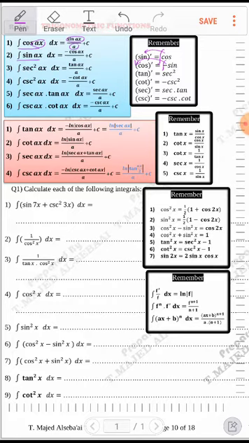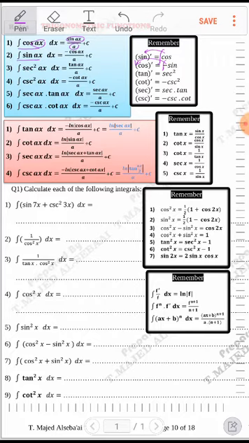So the rules from number 1 to number 6 in the blue box are called the standard rules, while the rules in the red box, number 1, 2, 3, and 4, need to be proved. And inshallah we will prove them later, but now I need you just to memorize them.